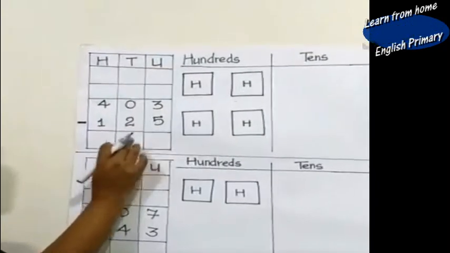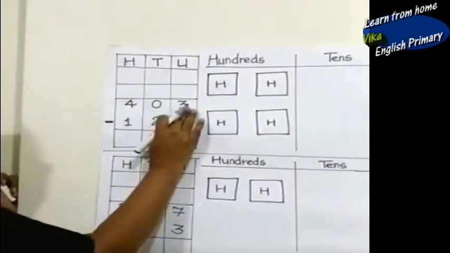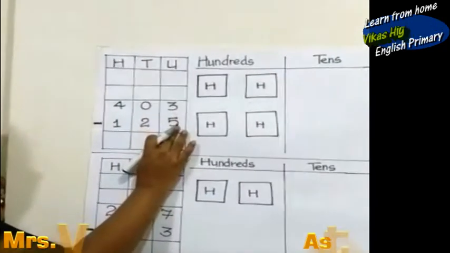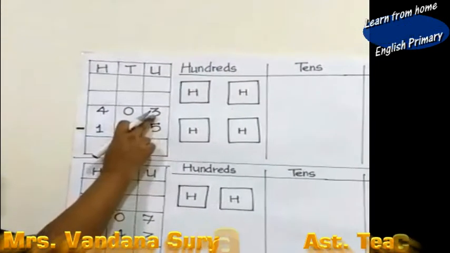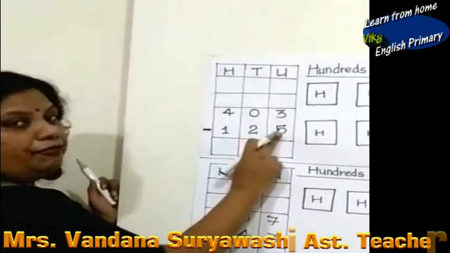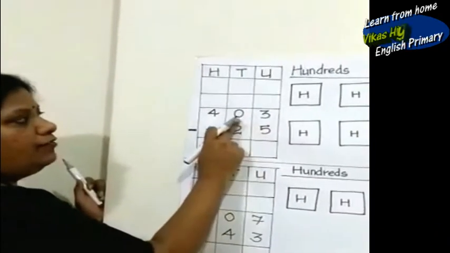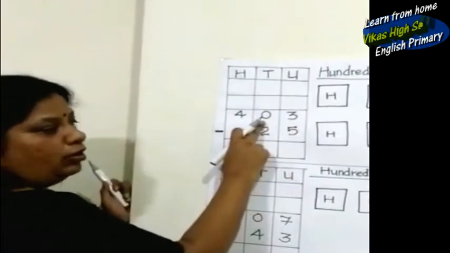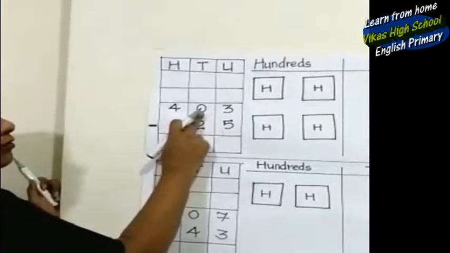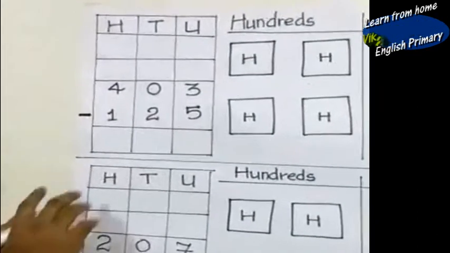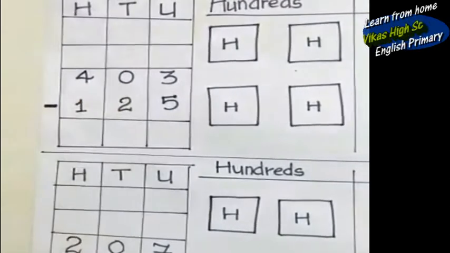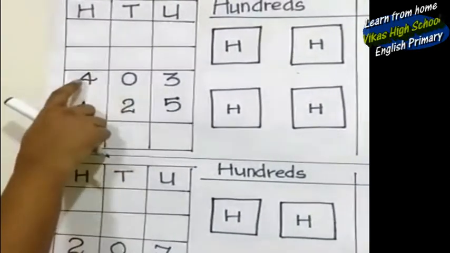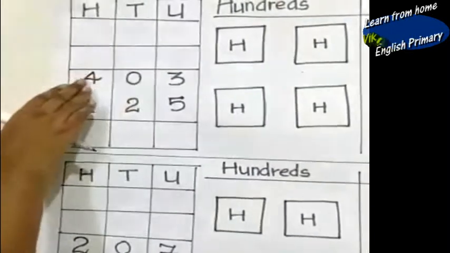Okay, now if we see, we always have to start from the units place. So let us see what are the digits in the units place. Here it is 3 minus 5. So can we minus this? No. Why? Because 3 is smaller than 5. So let us see whether we can borrow it from the tens column. In the tens column, we can see here it is 0. 0 means nothing. So we can't borrow anything from 0. So let us move from the tens column to the hundreds column.